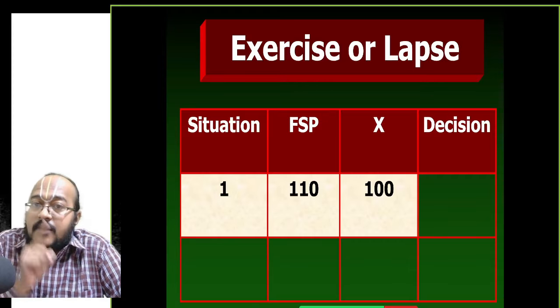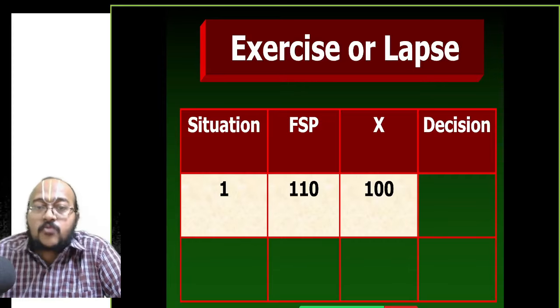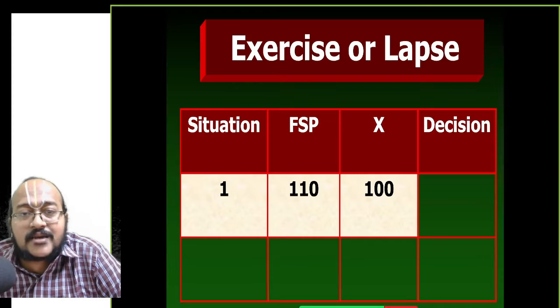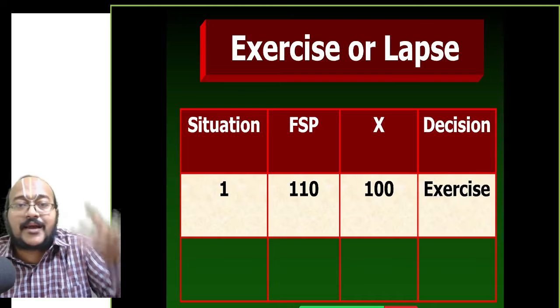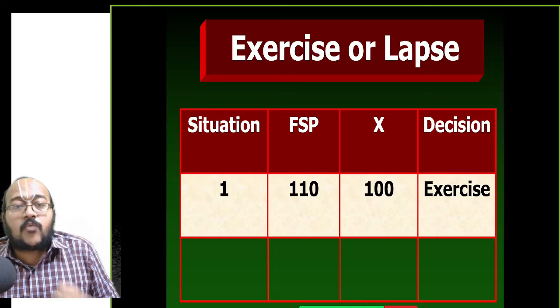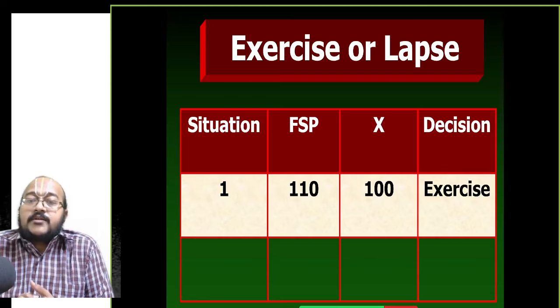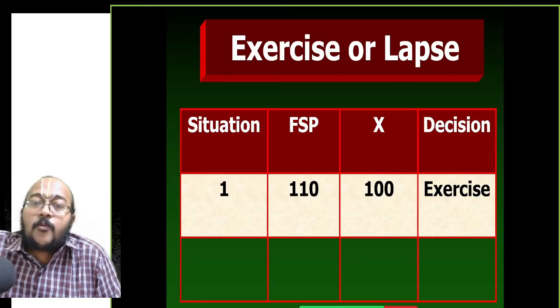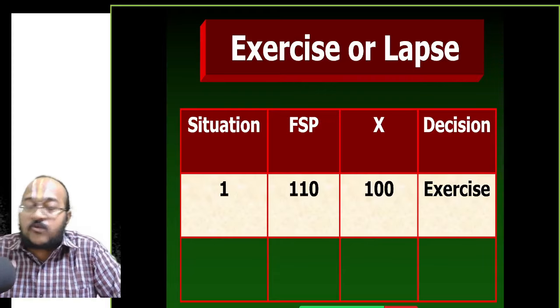A share worth 110 in the market, you have a right to buy the share at a discounted price, 100 rupees. Whether you will exercise or lapse, tell me, children. You will exercise. Clear? You will exercise your right and buy the shares at 100. By paying 100 rupees cash, you will buy the shares and sell them in the open market and make a 10 rupee gain. Clear? Then what is the gain?